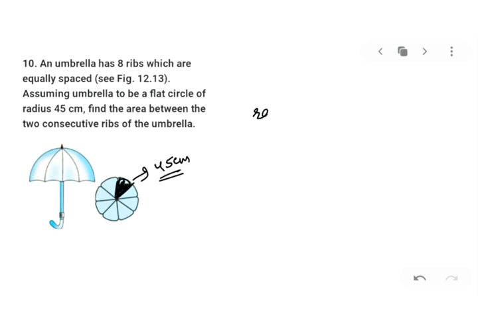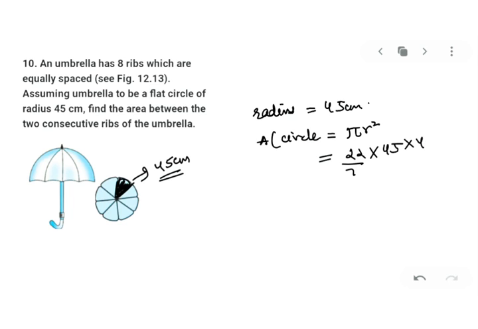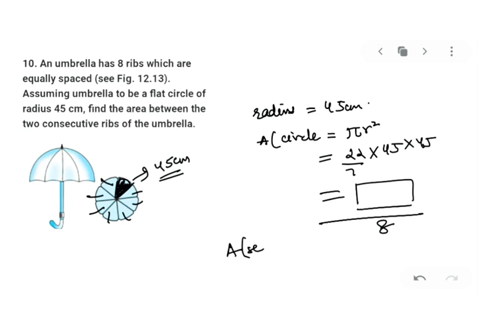Yes, shall we start? Radius is given to you, 45 centimeter. If you want, you can take the area of the entire circle first. So the area of the entire circle will be pi r square, that is 22 upon 7 into 45 into 45. Whatever area you get, because it has 8 sectors, you have to divide this area by 8 to get each sector area. Are you getting my point clear? That's a simple, easy problem.